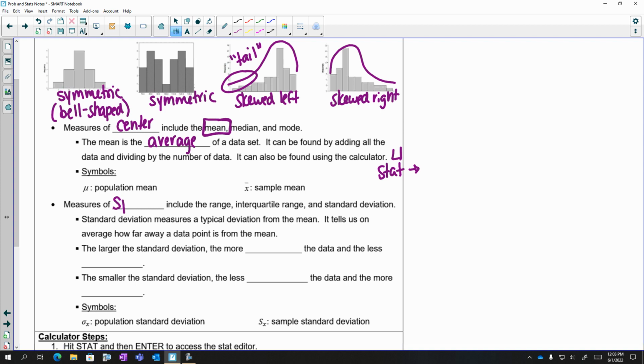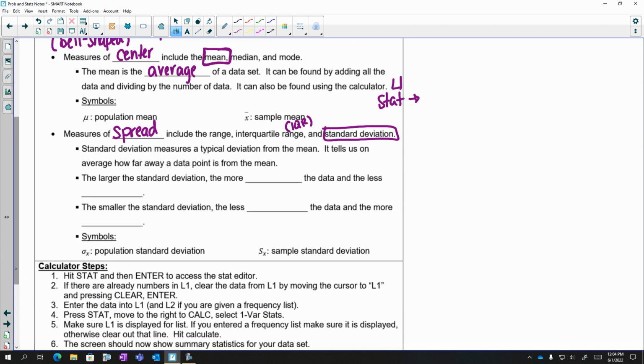Measures of spread include the range, interquartile range, sometimes known as the IQR, and the standard deviation. For us, standard deviation is what we talk about most often in this class. It measures a typical deviation from the mean. It tells us on average how far away a data point is from the mean. And we can describe data by their standard deviation and their spread. So the larger the standard deviation, the more spread the data is and the less consistent.